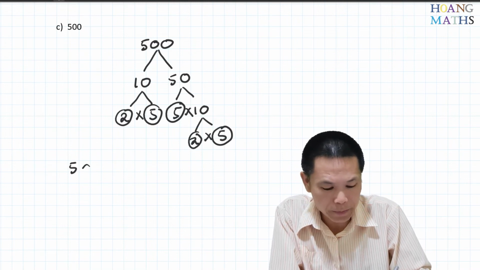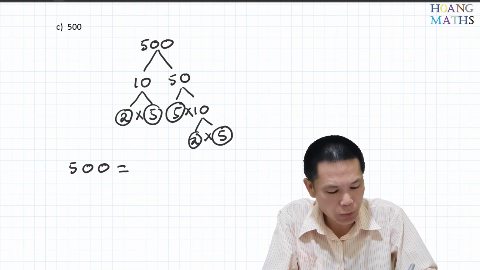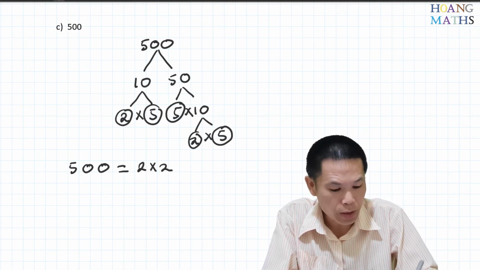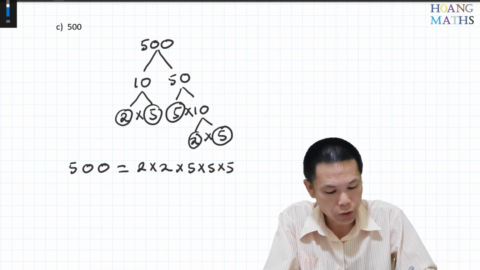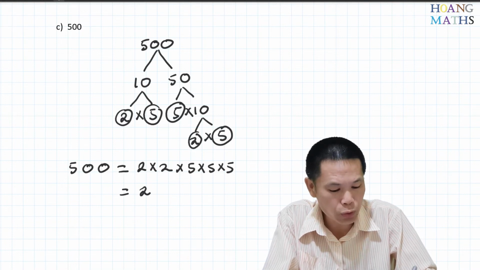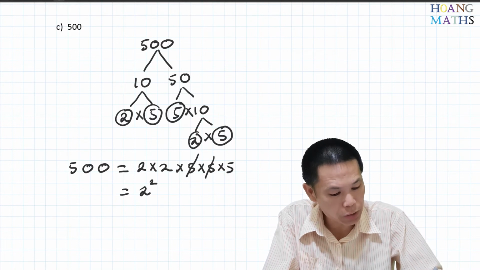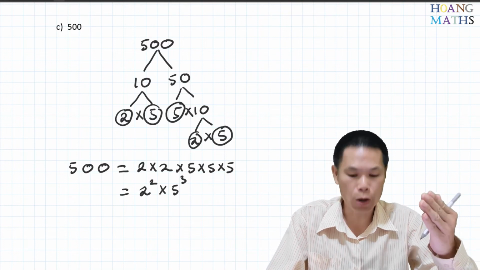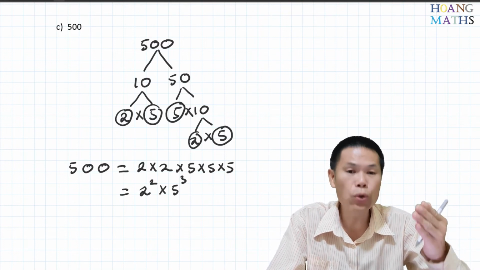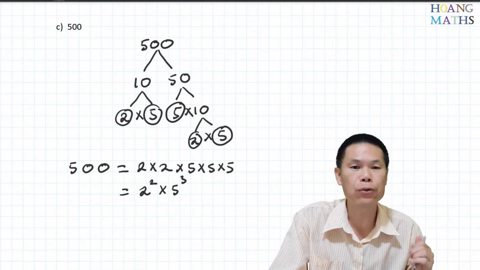So 500 is equal to, so we have 1, 2. So 2 times 2, 1, 2, 3. So which is times by 5, 5, 5. So that is equal to 2, 1, 2. So 2 squared. And then 1, 2, 3, times by 5 to the power of 3. There you go. 500 is equal to 2 squared times 5 to the power of 3.